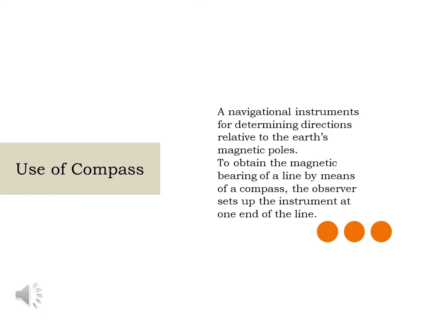Use of compass. A navigational instrument for determining directions relative to the Earth's magnetic poles. To obtain the magnetic bearing of a line by means of a compass, the observer sets up the instrument at one end of the line.